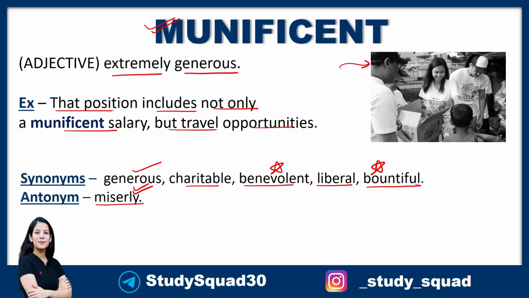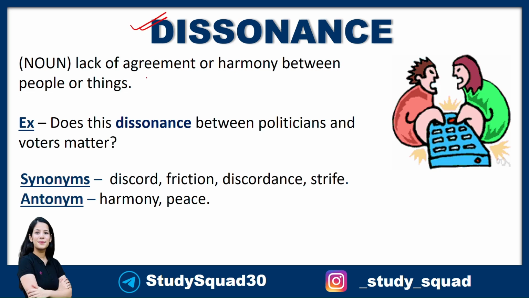Next word for us is dissonance. Dissonance means lack of agreement or harmony between people or things. So there could be two parties who are not agreeing on a particular topic. Here I've used an image that all of you could relate to. It is basically siblings fighting over the remote of a television. They're fighting over what they want to watch. So there's always a dissonance between two siblings, where the TV remote used to be a big issue. There always used to be a disagreement related to it.